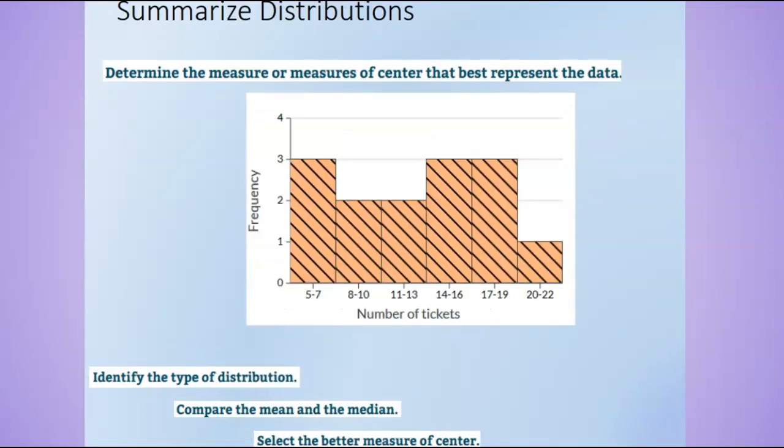Let's summarize this distribution. So first of all, we have to determine what measure of center is the best that represents the data. Well, what kind of a distribution is it? Look, it's kind of flat. There might be an outlier down here. I think I would call this a uniform distribution because it's pretty flat. So I'm going to call it uniform.